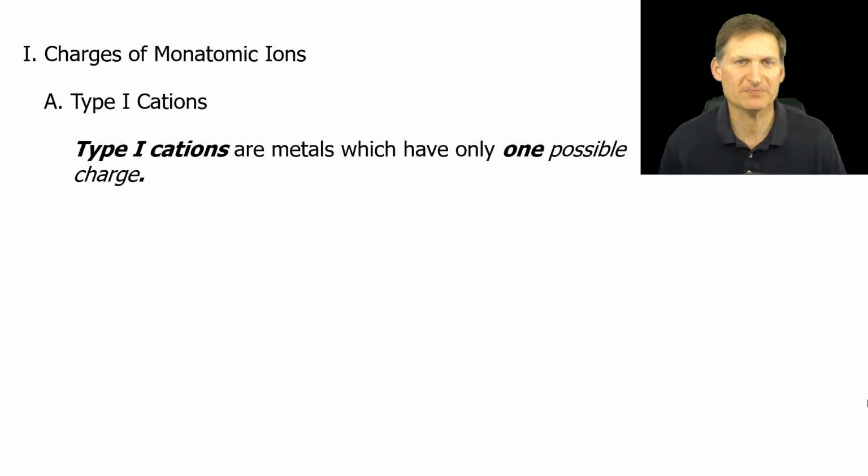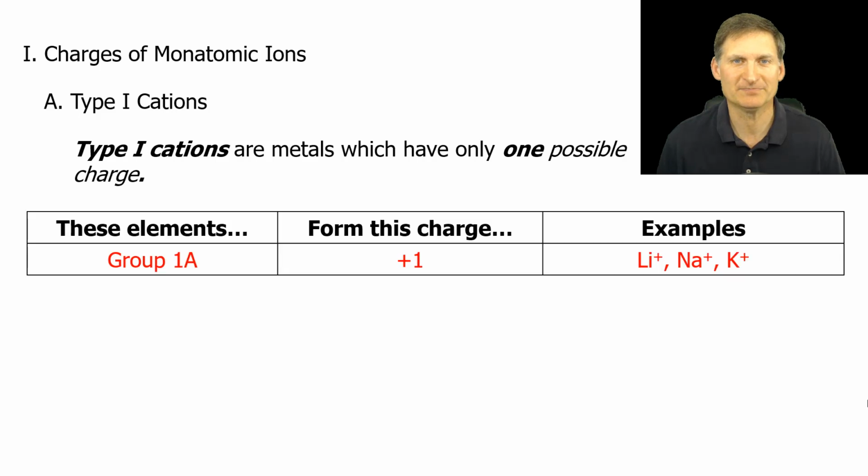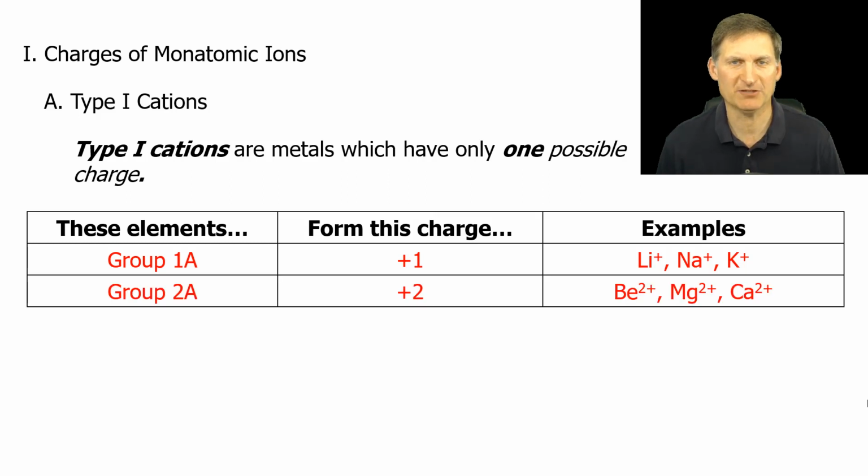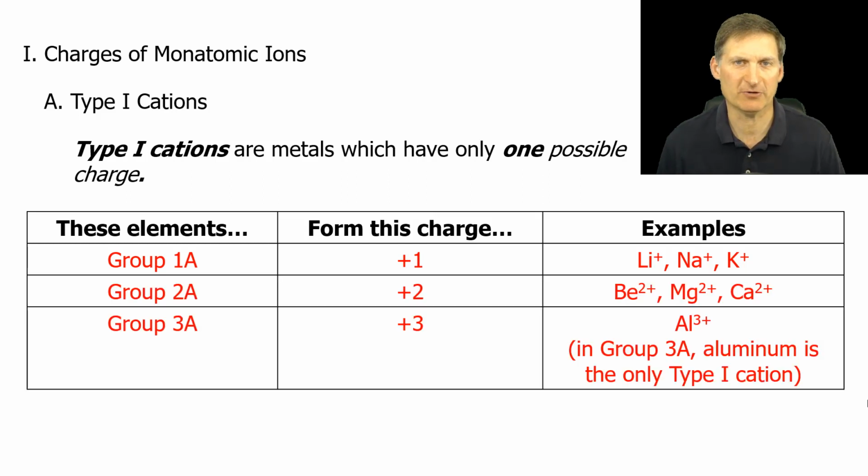For charges, our first category is type 1 cations. These are cations that have only one possible charge. The lithium ion is an example of this because the only charge lithium ever forms is +1. The way you know the charge of most type 1 cations is by identifying what group it's in. Recall we've done this in a prior lesson. Group 1A elements, like lithium, form a +1 charge. Group 2A a +2, Group 3A a +3.